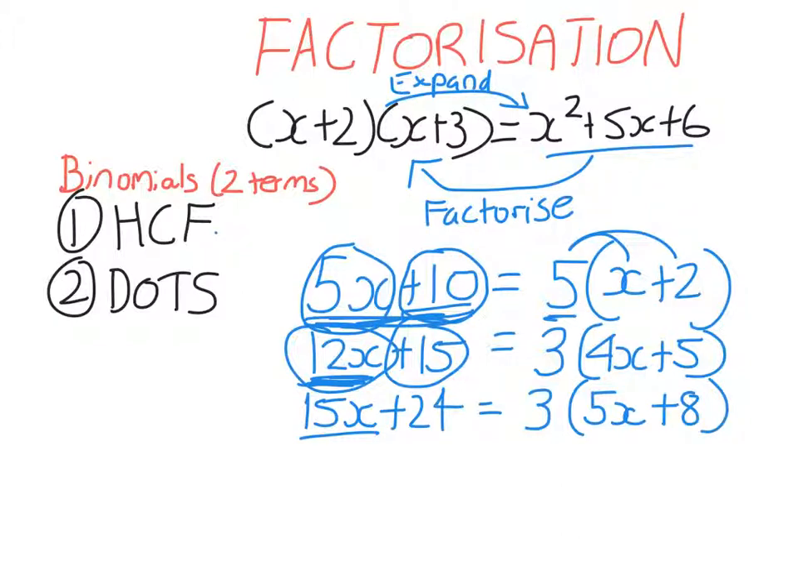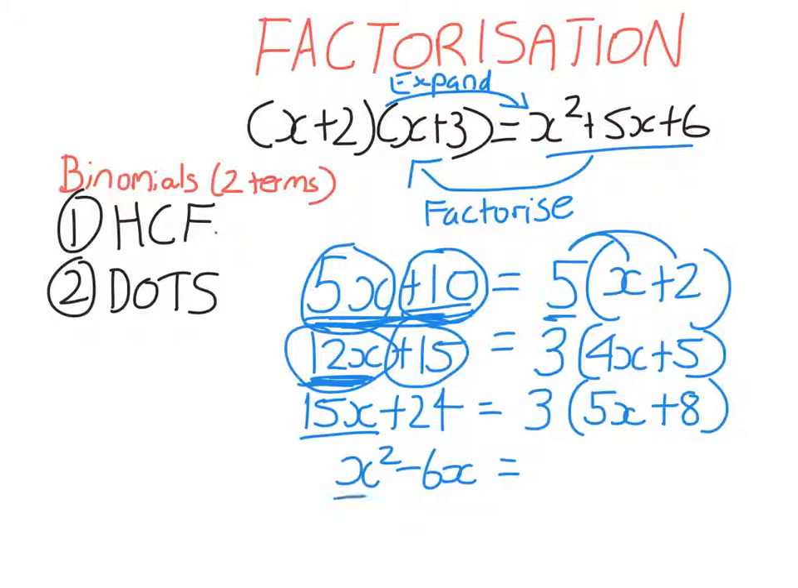Now what I want you to notice is that when we're using highest common factor, the highest common factor is not always a number. Sometimes it is, sometimes it's a letter, sometimes it's both. So if we have something like x squared - 6x, there isn't a common factor other than 1 that goes into x squared and -6x. The only number that goes into 1 and 6 is 1. So we have to look at letters.